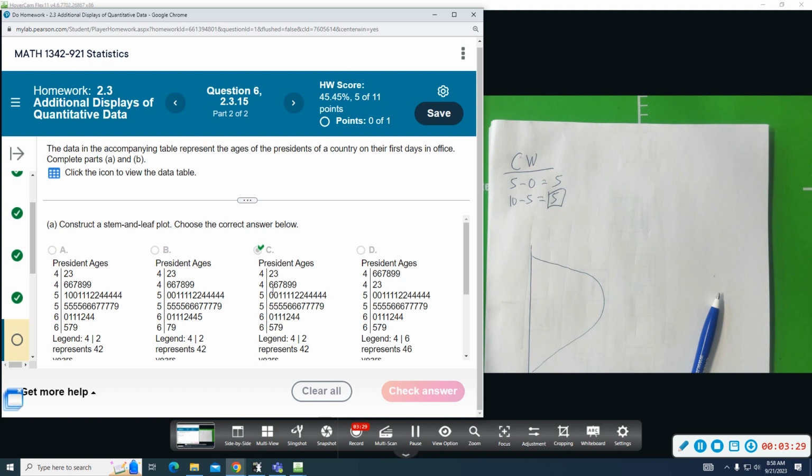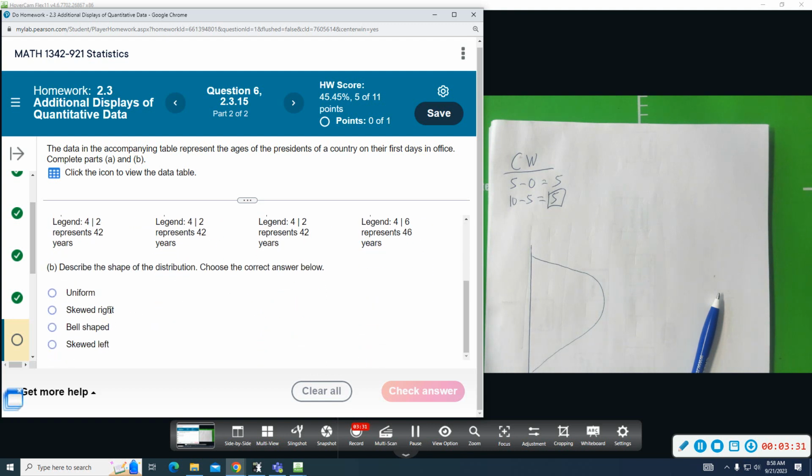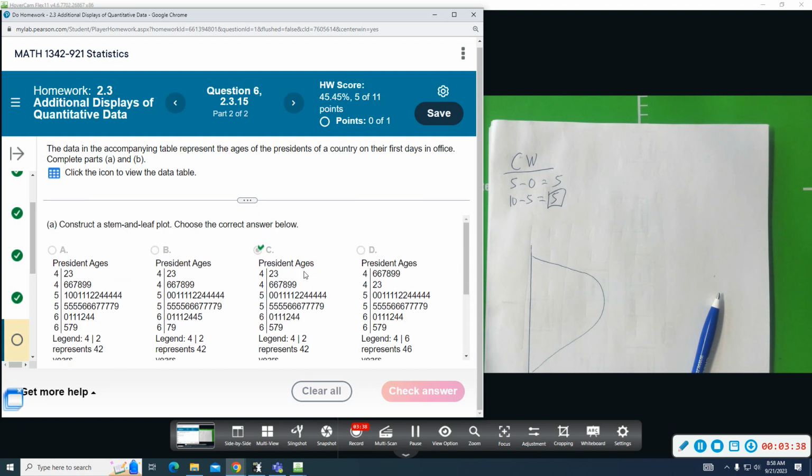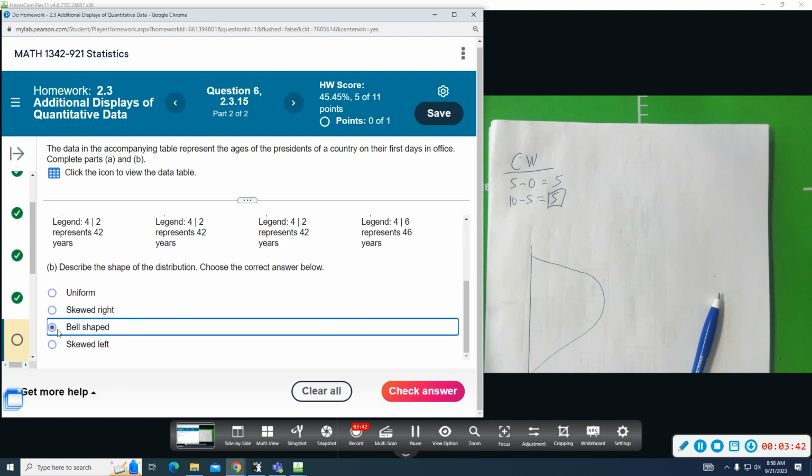You can also put it in the calculator. That would take a little bit of time. So I'm going to leave it like this. Just trace the outline of your stem and leaf chart. That'll give you an idea of the shape of the data.